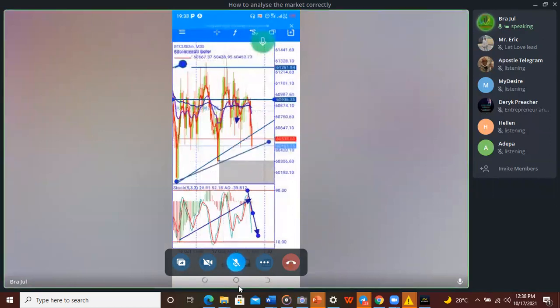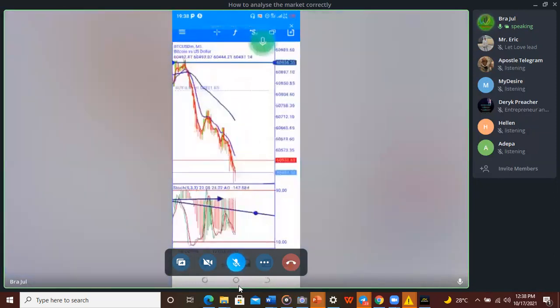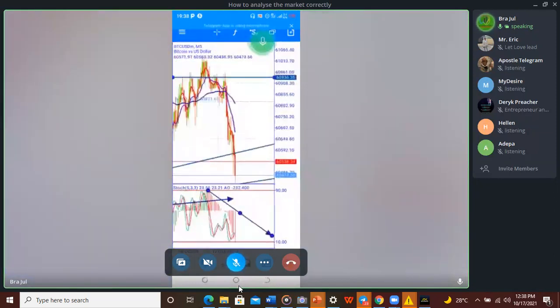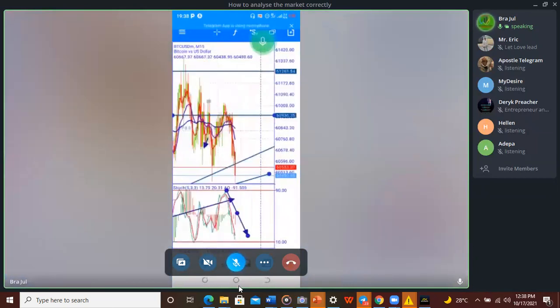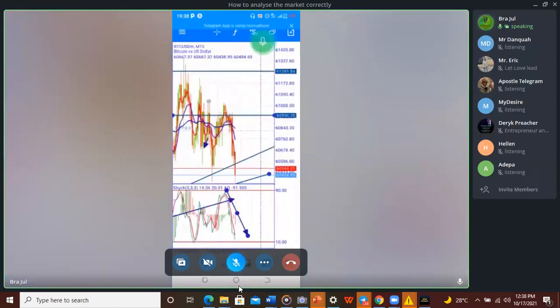Let me see whether it's agreeing with it on the lower time frame. Still, there is no strong indication, so still wait and see. No strong indication on the M5 or the M15. No bullish movement to show that it will go up. We want to see a confirmation.